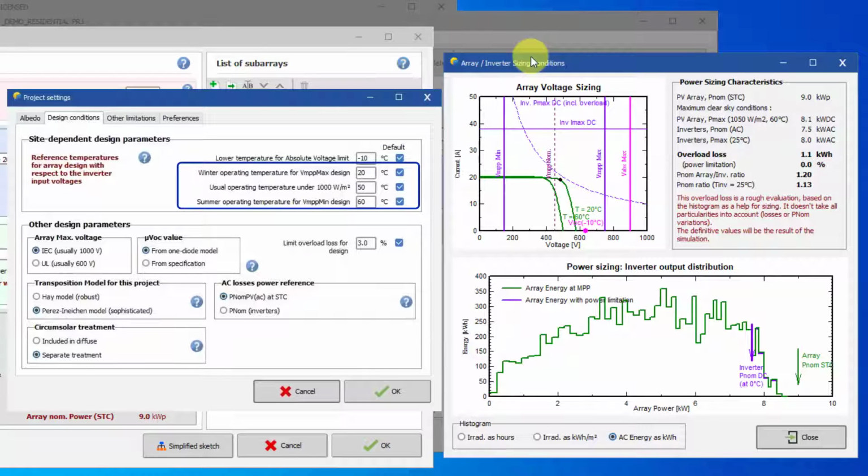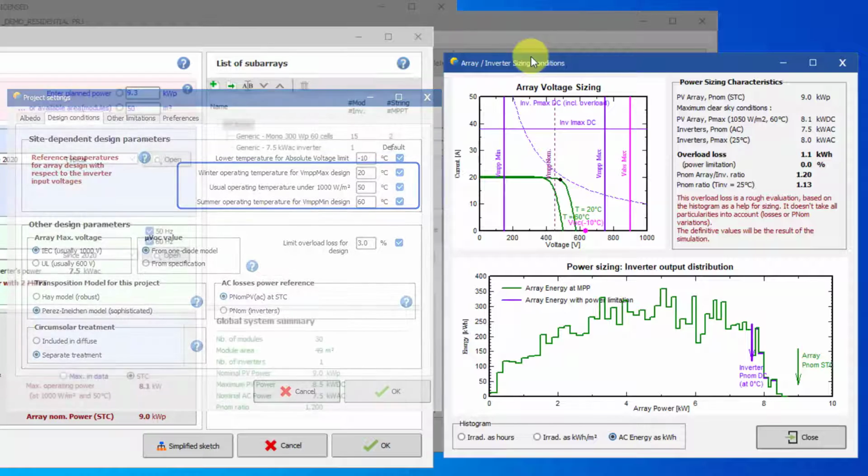These temperatures are cell or array temperatures, not ambient temperatures, except for the lower temperature for absolute voltage limit, which is an ambient temperature, to account for the worst-case scenario. These temperatures are only useful for defining the number of PV modules in series during this sizing process. They are not involved in the simulation in any way.